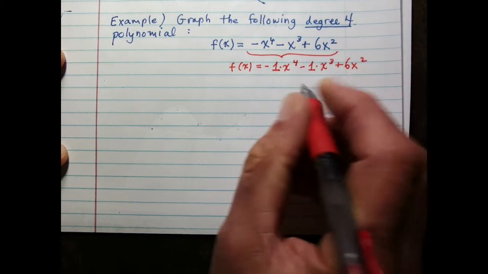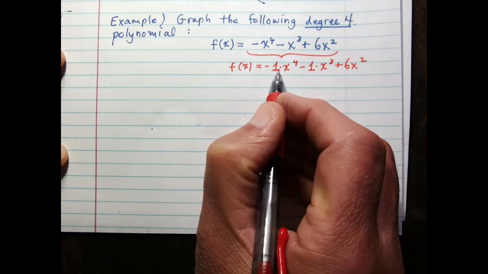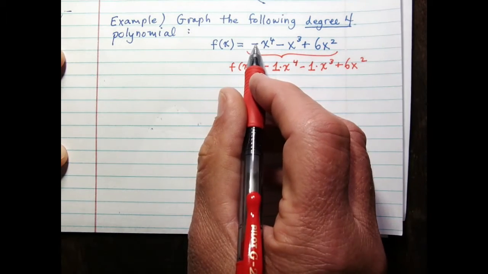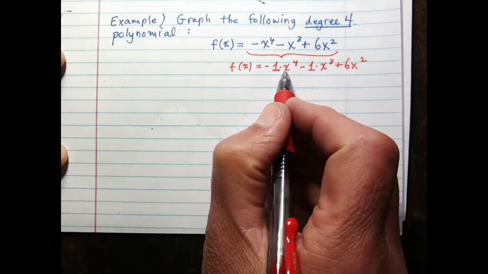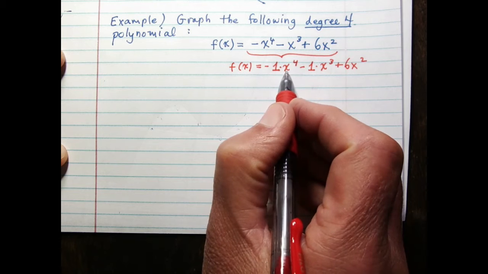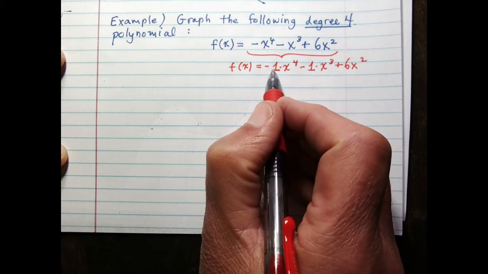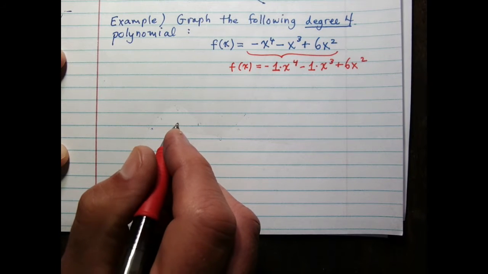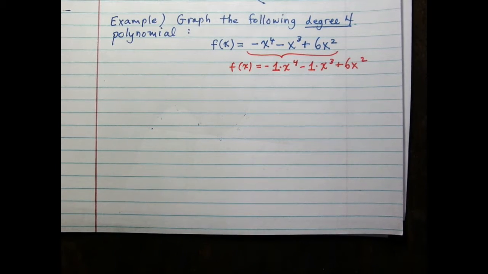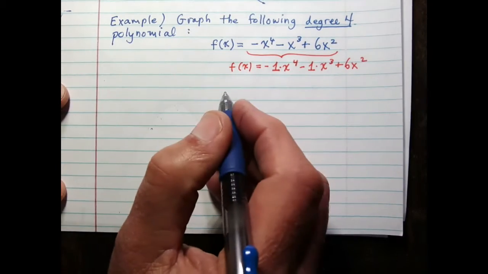And the reason I write out the ones is to make sure you realize that the minus sign is separate, is outside of the exponent, the x to the fourth. So you would raise a number to a power first, then multiply by negative 1 for both of those first two terms. Now, all right, let's go ahead and try to find some points here.